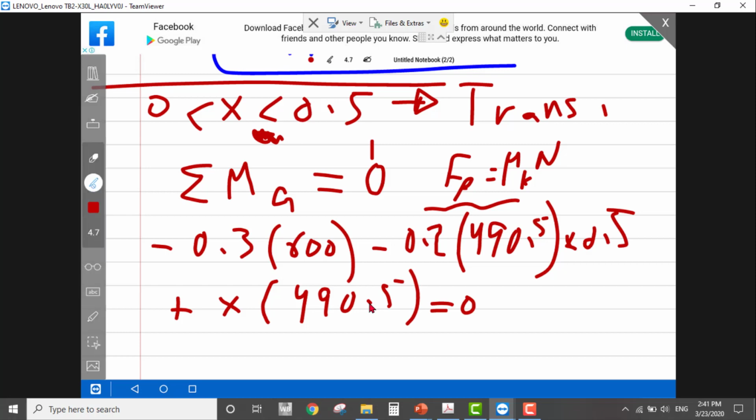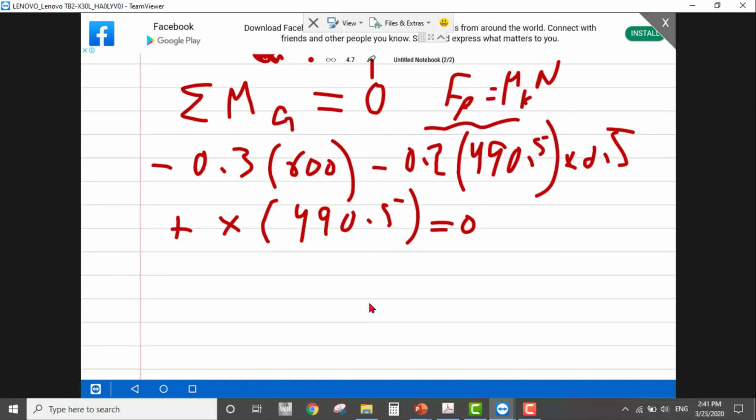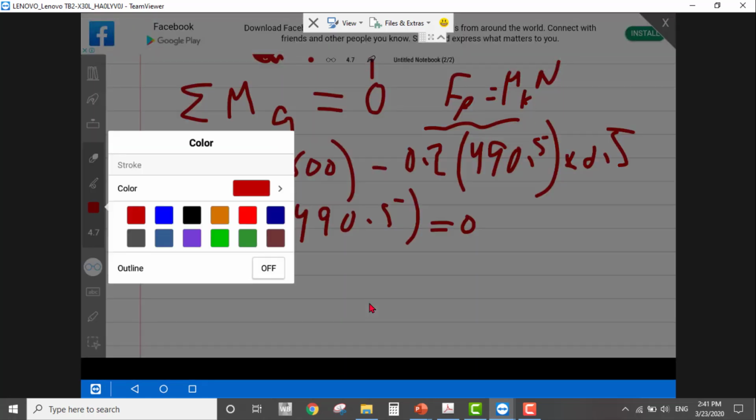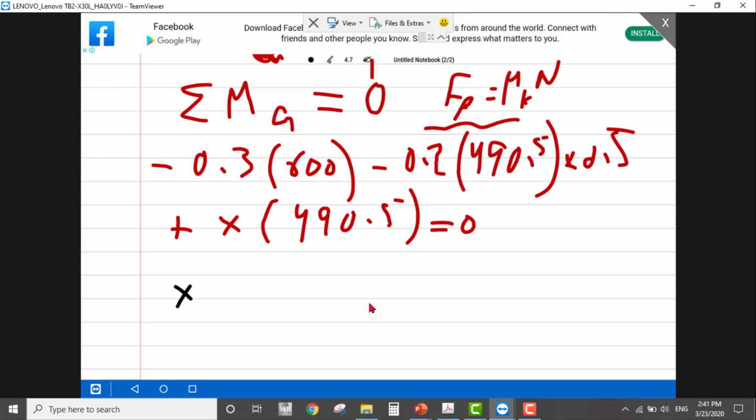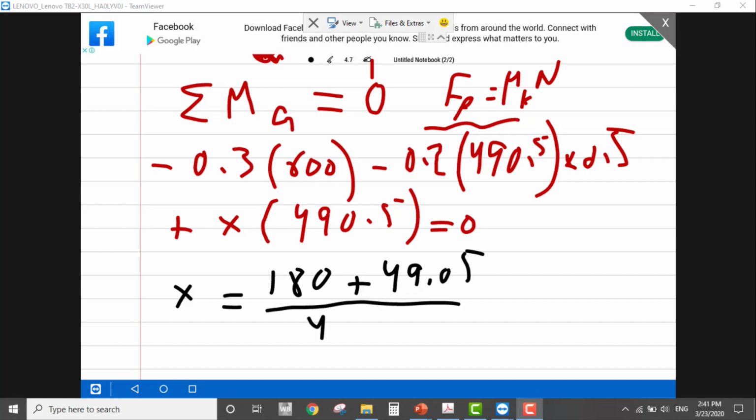Now the only unknown is x. So if I put x on one side and everything else on the other side, x equals 180 positive plus 49.05 divided by 490.5, and this equals 0.467 meter.